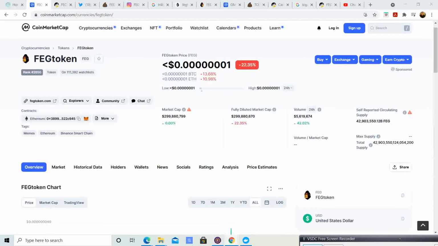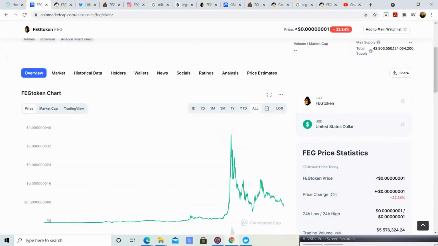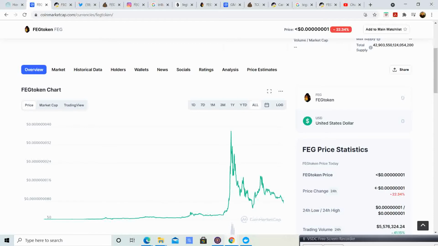So FEG token, it looks like it's at a 22% loss right now. But the reflections are looking really nice, so I'm not too worried about it. I think the whole market is kind of down right now, or trading sideways, so it's going based on the rest of the market, but that doesn't mean it doesn't have good things happening. It just means that the market's kind of down.